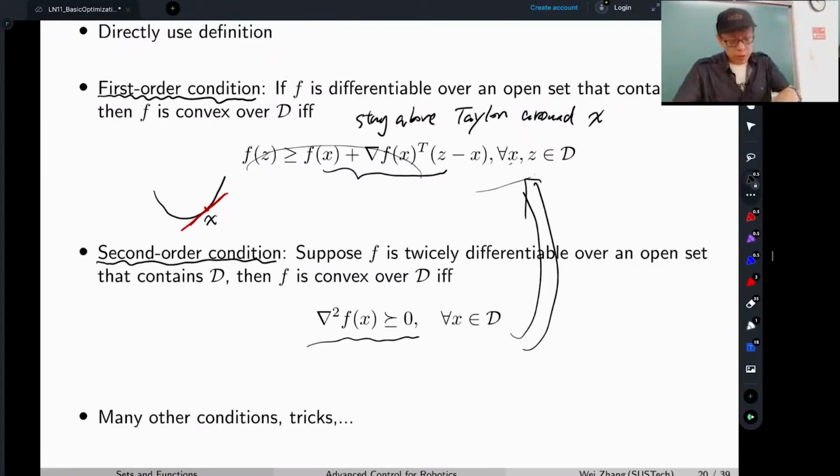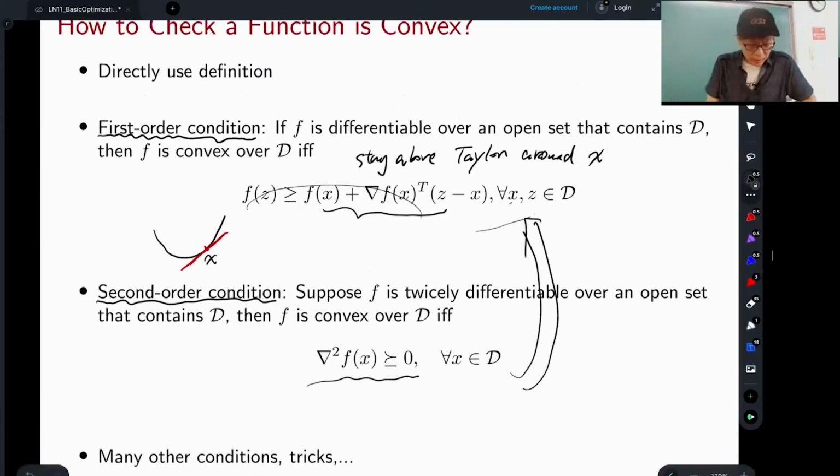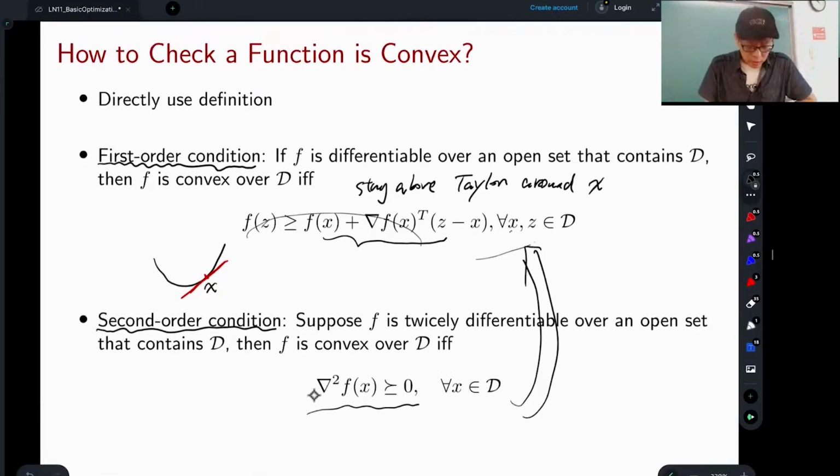Okay, this proof is a little bit easier. Maybe I can put it as homework. And there are many other condition tricks. So this condition requires the function to be not only differentiable but also second order differentiable. So it'll be stronger.